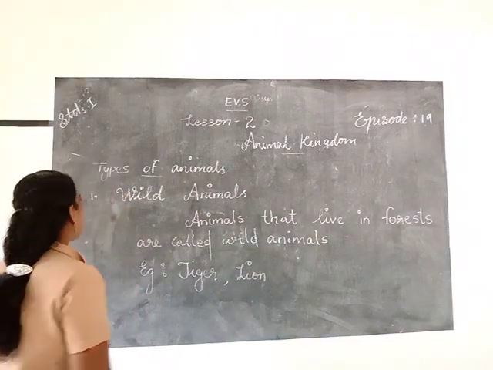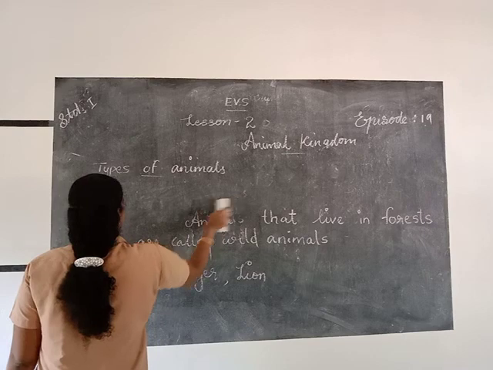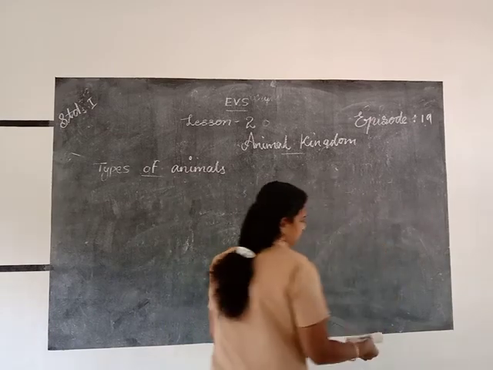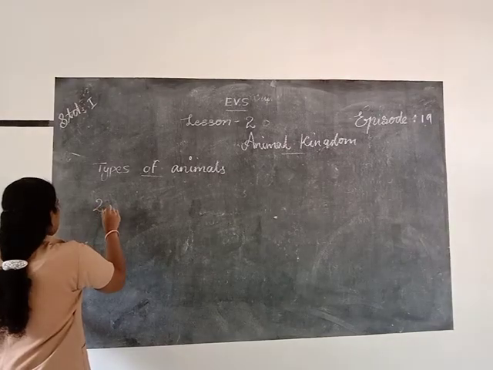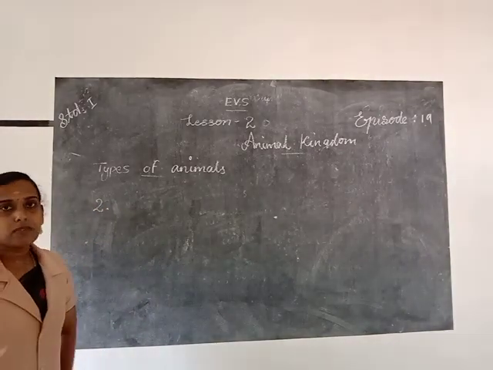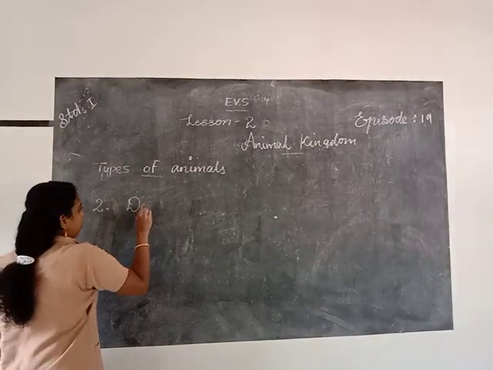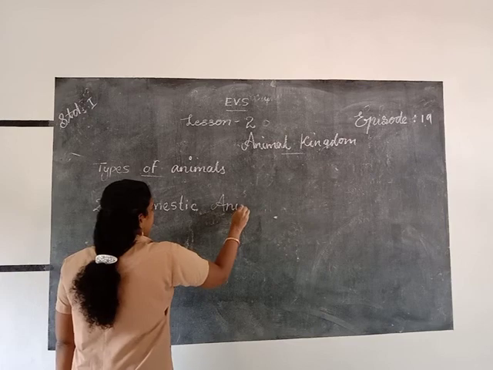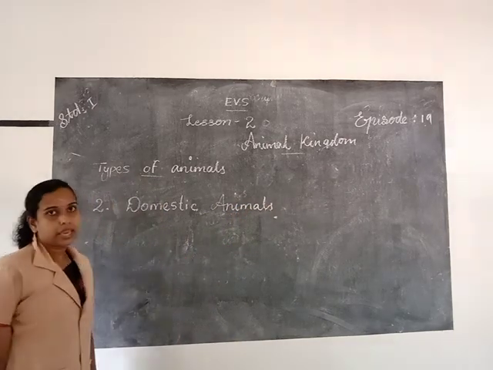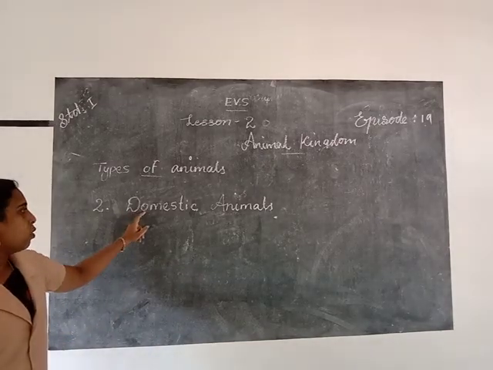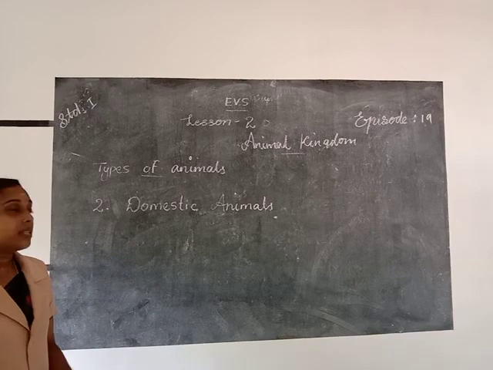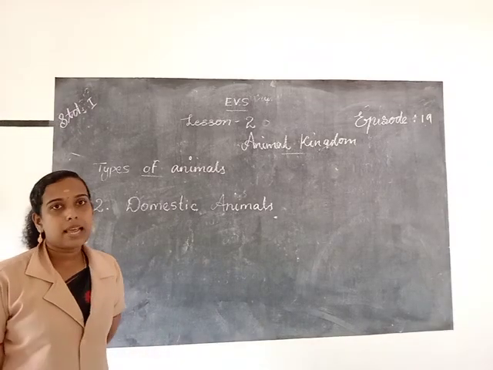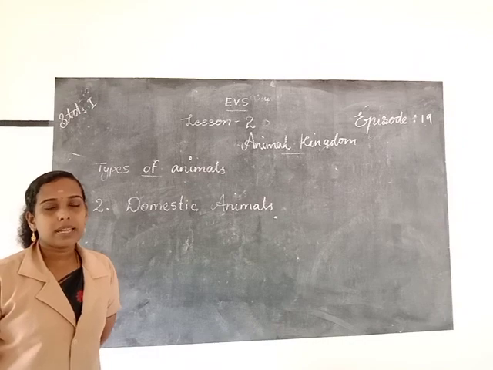Then the second type is domestic animals. So what is the spelling of the word domestic animals? D-O-M-E-S-T-I-C, domestic. A-N-I-M-A-L-S, animals. Domestic animals.